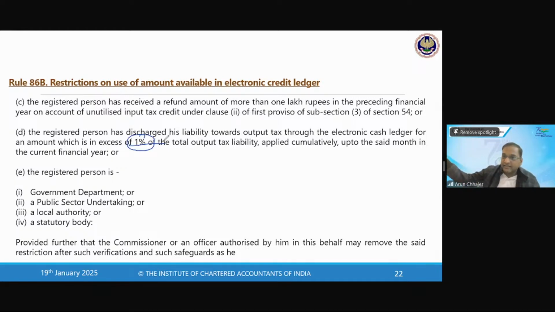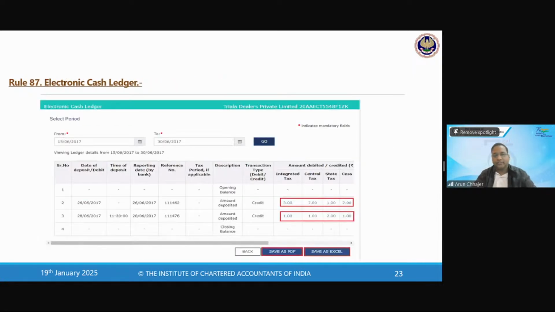So suppose in any of the preceding months in that financial year, in the month of let's say May, my liability was let's say 1 crore, but I do not have the ITC, then I will pay in cash. So might be you have already discharged the cash more than 1% cumulatively, then again 1% will not be applicable in the current tax period. And if the registered person is like government, PSU, local authority, statutory body, then it is not applicable, provided that the commissioner may remove the restriction after verification, and proper verification करने के बाद में he can remove the restriction.